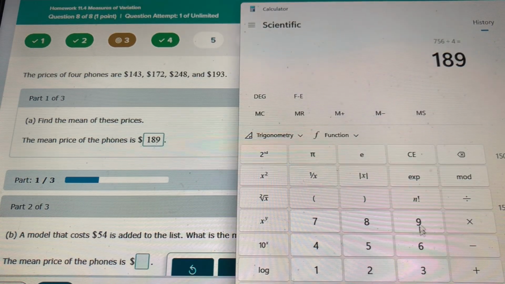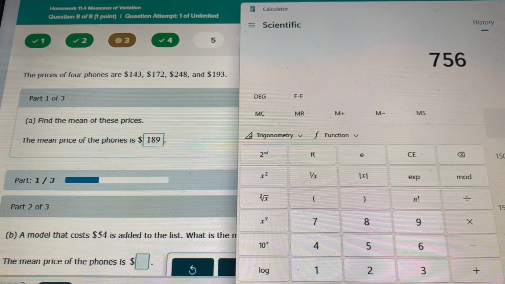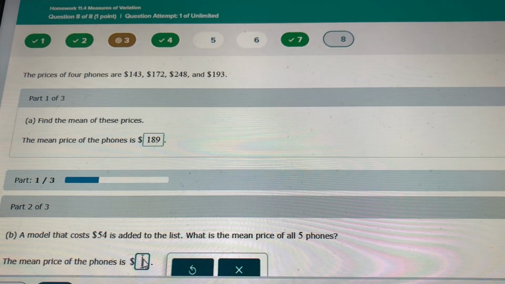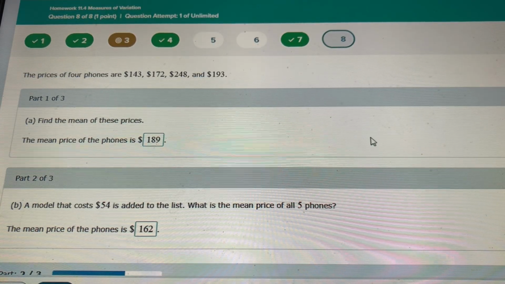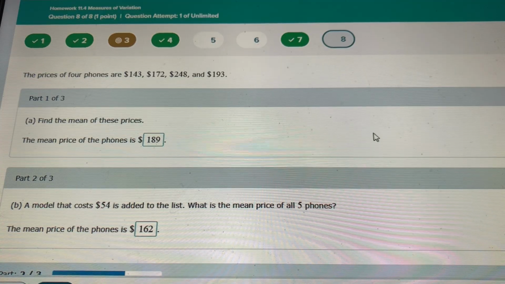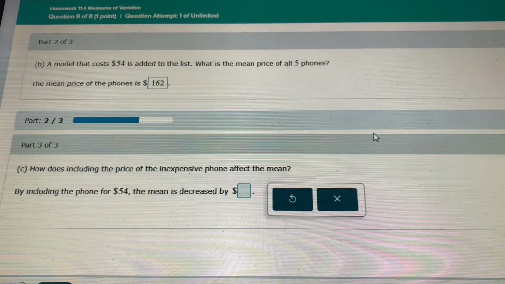So what if you go back to the sum? The sum was $756. And what if you add a cheap phone that's only $54? Now divide by 5, because now you have 5 numbers instead of 4. And it makes the mean go down to 162. That's what would happen, just like with a test average. If your test average is a 90 after 3 or 4 tests and you take another test and get a 60, then your average is going to drop.